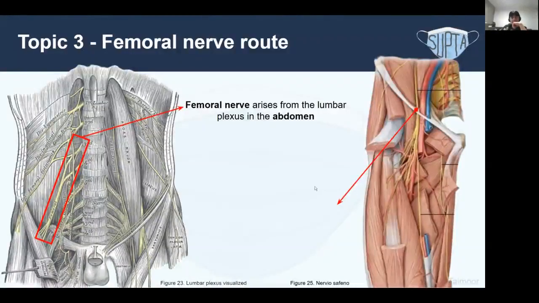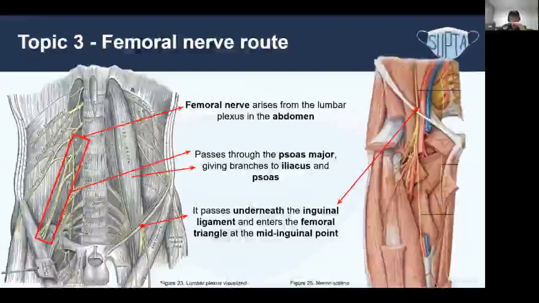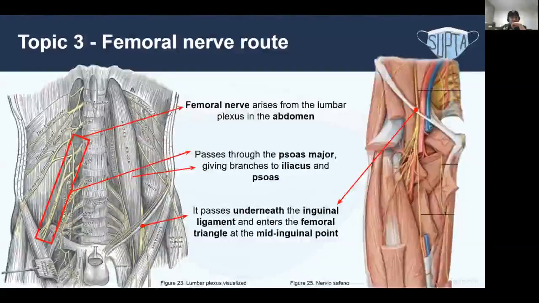Now, I'll go through this quickly. So the femoral nerve originates from the lumbar plexus in the abdomen. So remember L2, L3, L4. So these branches coalesce in the abdomen, more like the posterior abdomen, and pass through the psoas major, giving branches to two other muscles, which we haven't talked about, called the iliacus and the psoas major.